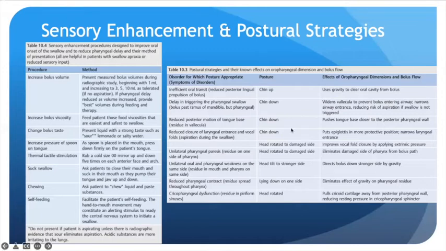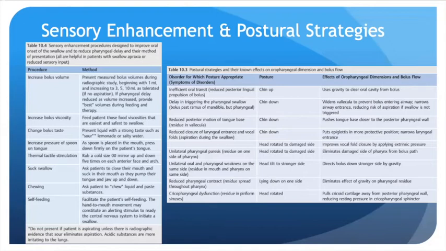Right, chin down strategy. You can also have a position where the head is rotated to the damaged side, and this might improve vocal fold closure on that particular side by applying extrinsic pressure. And this also might eliminate that piriform sinus channel on that damaged side. It kind of squeezes it, so that's eliminated. You can head tilt to the stronger side so that due to gravity, the bolus wants to go down the side that is lower, that piriform sinus channel that is lower.